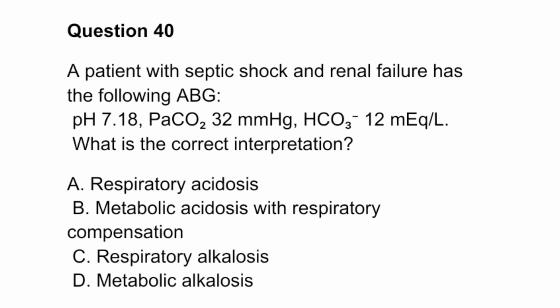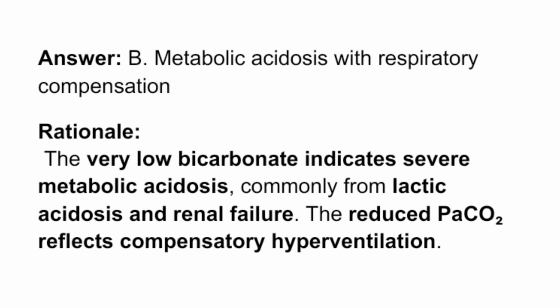Question 40. A patient with septic shock and renal failure has the following ABG: pH 7.18, PaCO2 32 mmHg, HCO3- 12 mEq per liter. What is the correct interpretation? A. Respiratory acidosis. B. Metabolic acidosis with respiratory compensation. C. Respiratory alkalosis. D. Metabolic alkalosis. Answer: B. Metabolic acidosis with respiratory compensation.